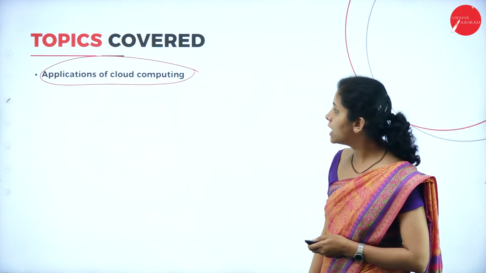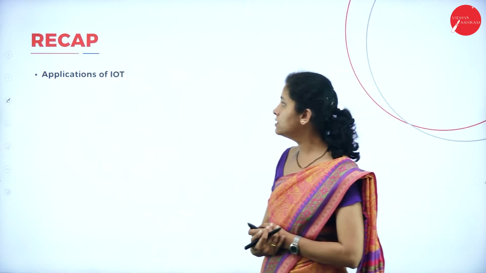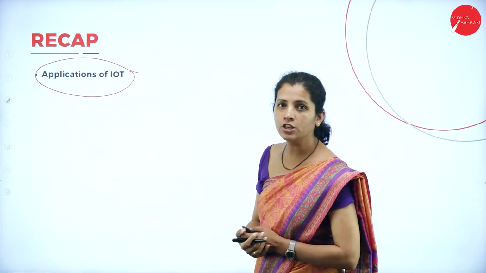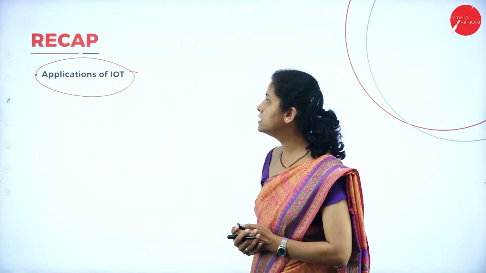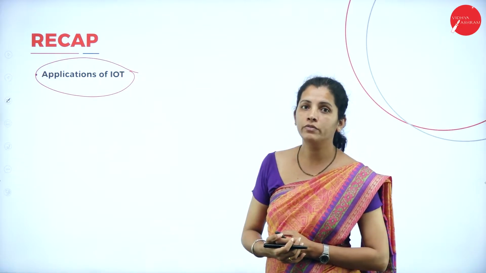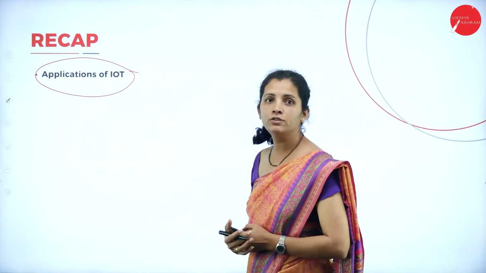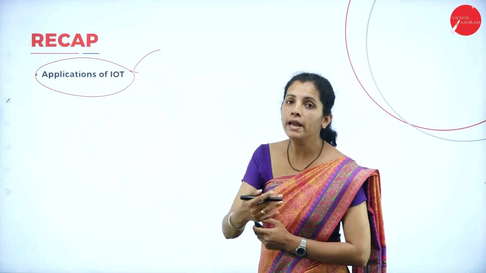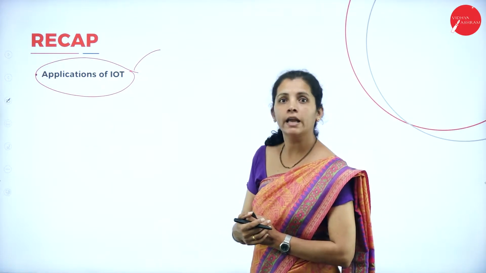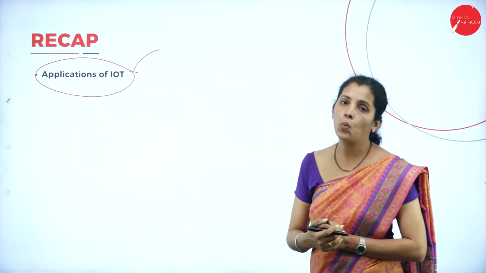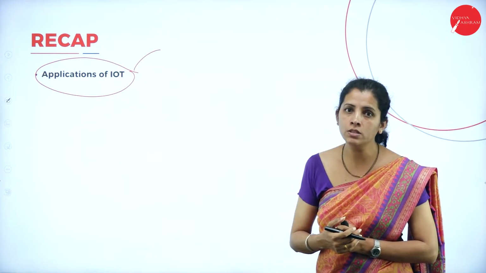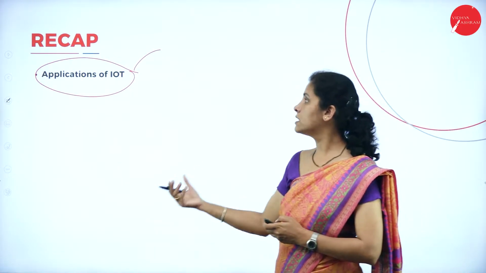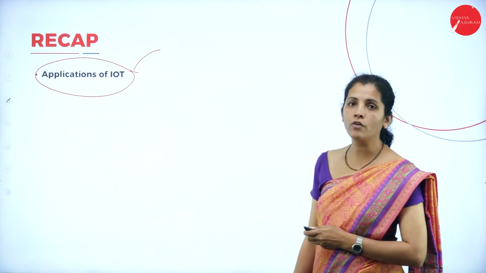Before starting my session today, let's recall the topic which I discussed in my previous session. Dear students, I started with the applications of Internet of Things. So, what are the applications of IoT? IoT is mainly used in areas like industry, traffic management, water management, smart houses, garbage management, etc. These are some of the applications of Internet of Things.